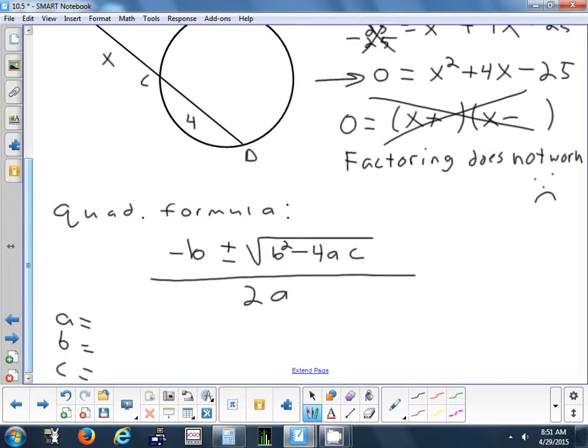Okay. Looking at this equation, what's A? B squared, X squared. Well, A, B, and C are all going to be numbers. So when we're done, we're going to have all numbers we plug into this. A has a special spot in that formula where it would be.